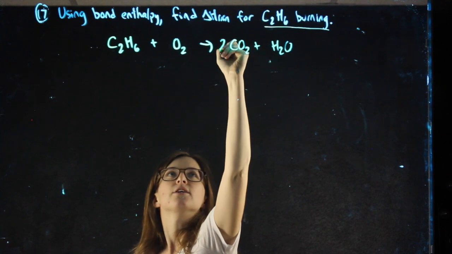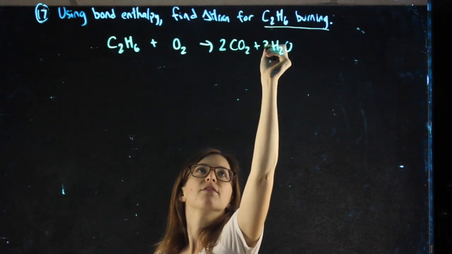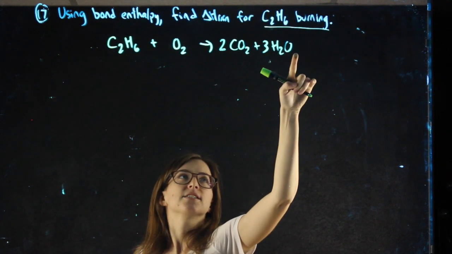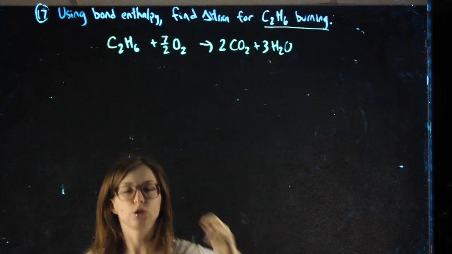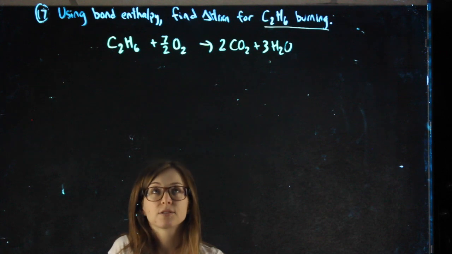2 carbons, so I need a 2. 6 hydrogens, so I need a 3. That's 4 plus another 3, so 7 oxygens. 7 halves O2 will get me 7 oxygens on the left.